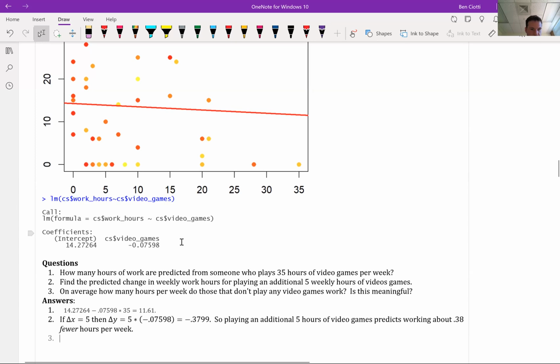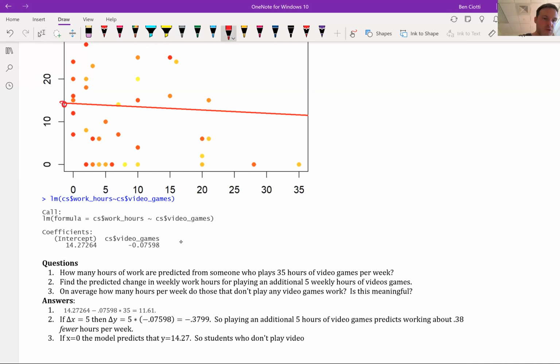And finally, if x equals 0, the model predicts that y is just the y-intercept, which is 14.27. So students who don't play video games, we just found this point right here. This is about 14, are predicted to work an average of 14 hours per week.